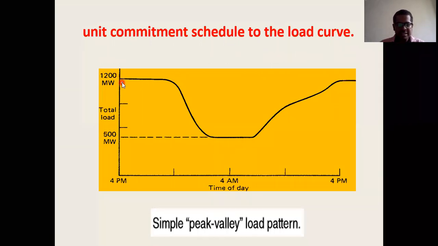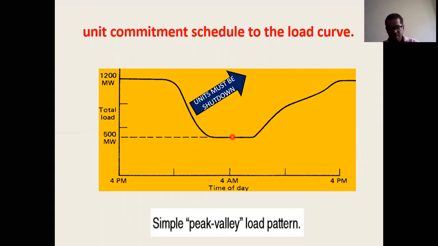For example, when the load is maximum, we need to operate all 3 units. But from this point the load decreases. So what I have to do is shut down some of the generators, because when the load decreases there is no need to generate the total power using all 3 units. So I need to shut down some of the generators as the load decreases.